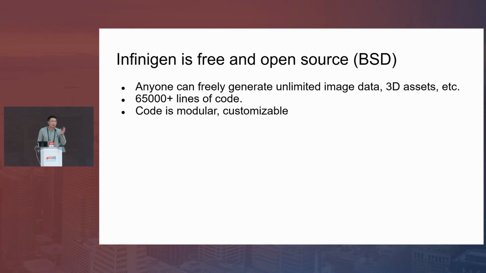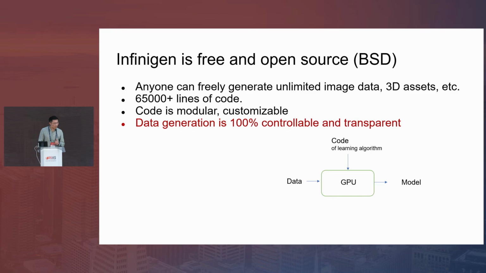And another important property of InfiniGen I'd like to highlight is that it's completely free and open source. So anyone can use it to generate unlimited image data, including 3D assets. It's just thousands of lines of code that you can get from GitHub, and the code is modular and customizable. And so an important implication of this is that data is now 100% controllable and transparent.